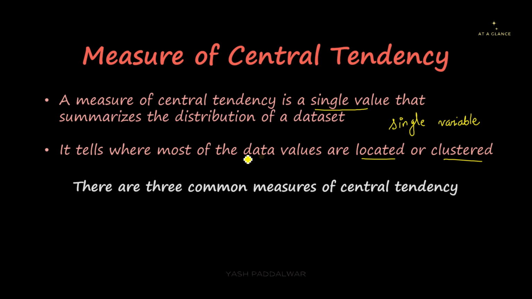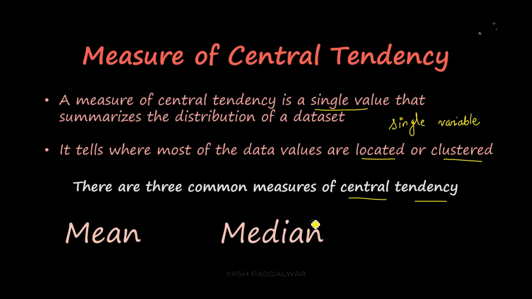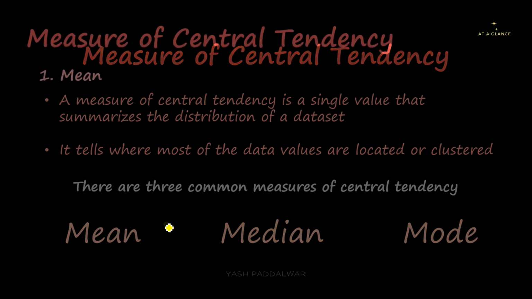So there are three common measures of central tendency. They are nothing but first is mean, second is median, and third is mode. So these three are the measures of central tendency. We are going to look into all of them one by one, starting with mean.